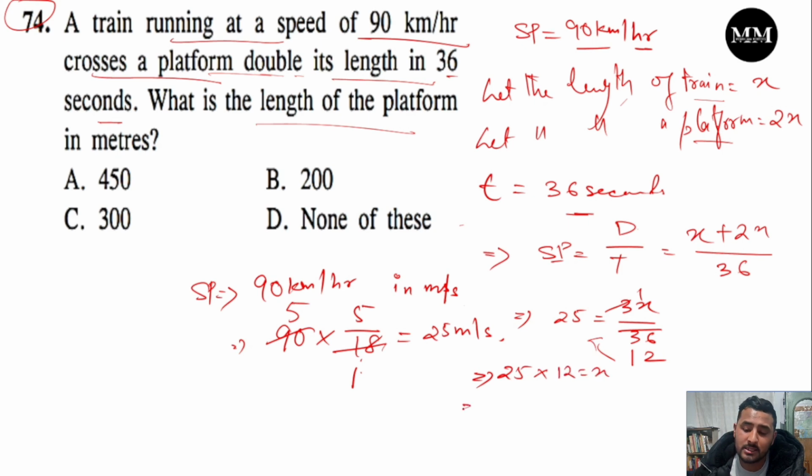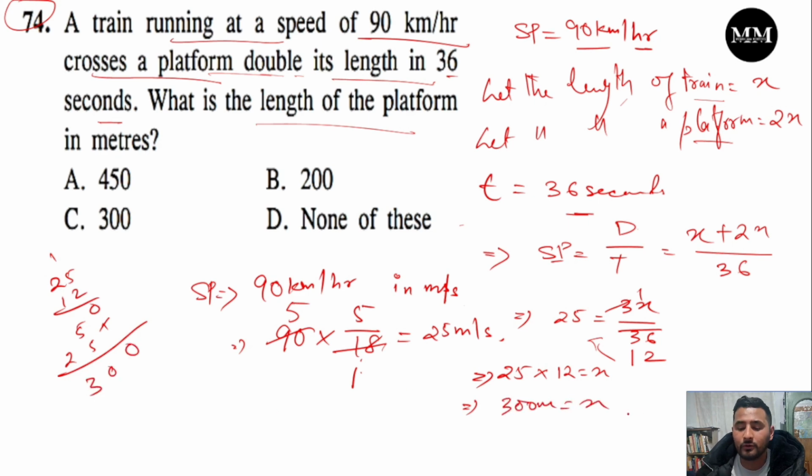We need to find the value of x. Then 25 into 12 will be how much? 25 into 12: 2 5s are 10, carry 1, 2 2s are 4, 5 1s are 5, 1 2 gives 0, 0, 3. We get 300 meters as the value of x.